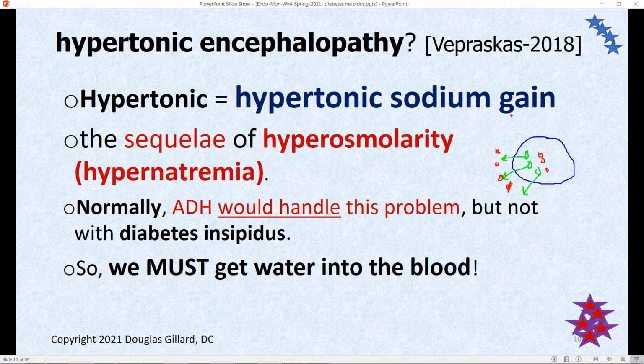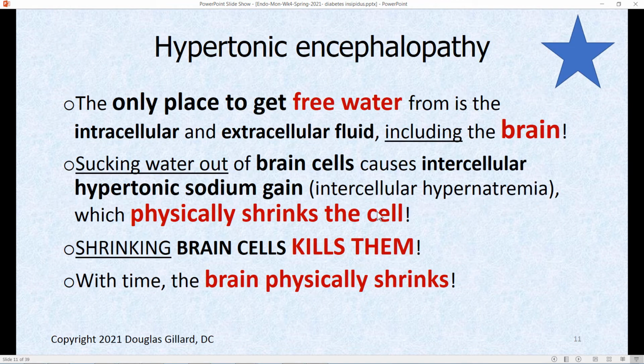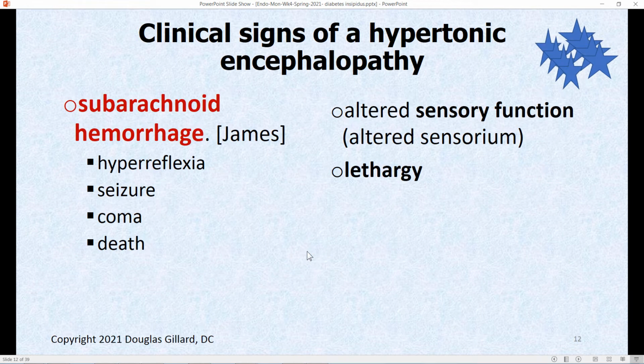And it's very dangerous. I mean, it wrecks your brain cells. So that's not a good thing. And normally, ADH wouldn't let this happen because that saltiness would be diluted with water being reabsorbed from the kidney. But for whatever reason, the ADH isn't working. Right? So that's what I said. The only place to get free water is from the intracellular and extracellular fluid. And it literally sucks the water out of your cells, and your cells physically shrink, and it kills your brain cells, and that's a really bad sign.